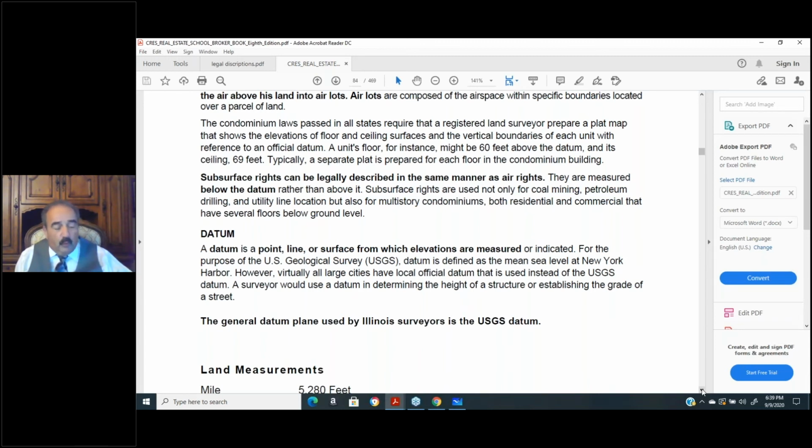Now, what a datum is, it's a brass plate. It's probably about 8 inches in diameter. It's set in concrete. They have them all over the United States. I saw them downtown. I remember seeing them several times downtown.